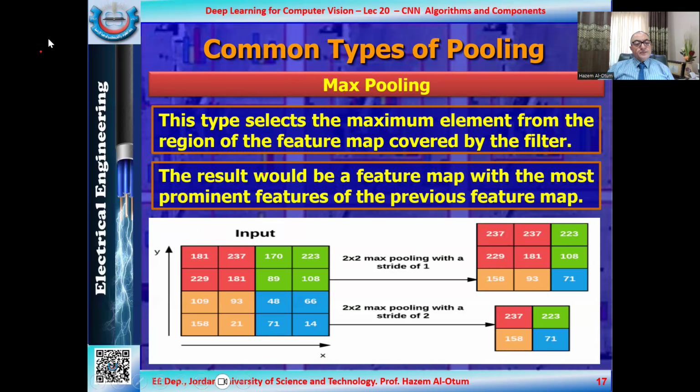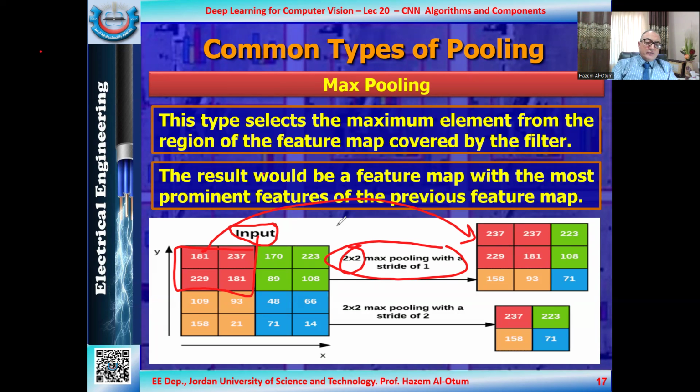Let's have a look at this image. Here we have the input, let's say in 2 dimensions, x and y. I'm going to use a max pooling with a stride of 1. The size of the pooling layer is 2 by 2, so we take a 2 by 2 window and we want to find the output for all. In this case, if we take this part, the max will be 237, at this location.